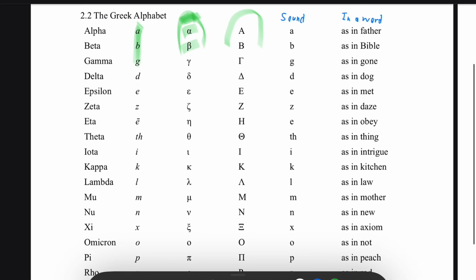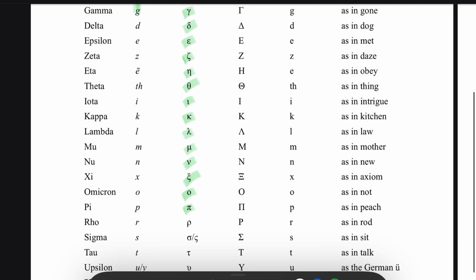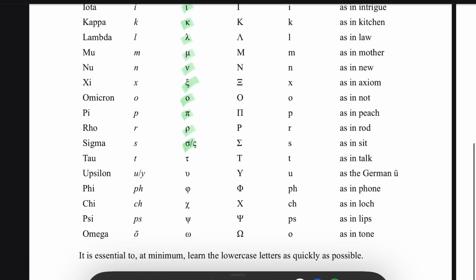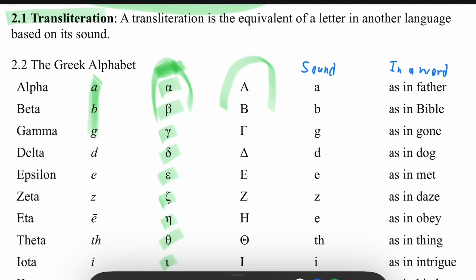Alpha, beta, gamma, delta, epsilon, zeta, eta, theta, iota, kappa, lambda, mu, nu, xi, omicron, pi, rho, sigma, tau, upsilon, phi, chi, psi, omega. All right, let's work through these briefly and make a few comments on each of them. So first, we have alpha, as we already saw. This is what capital alpha looks like. It's going to be the a sound of father, alpha.